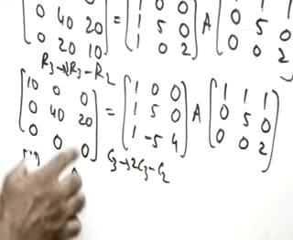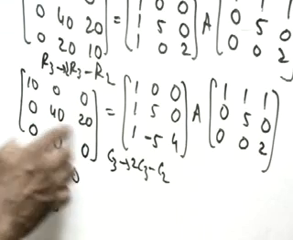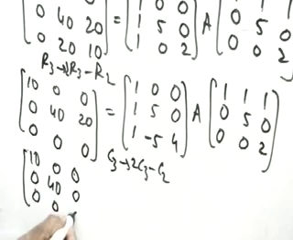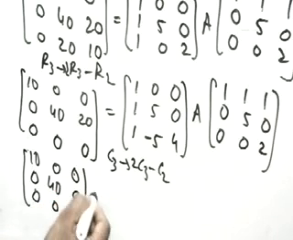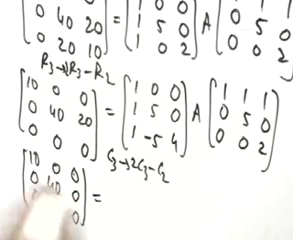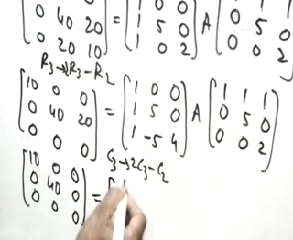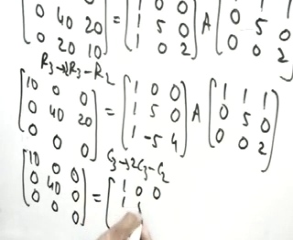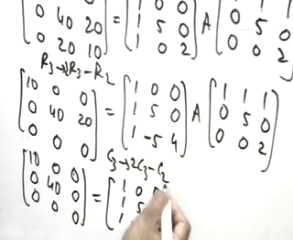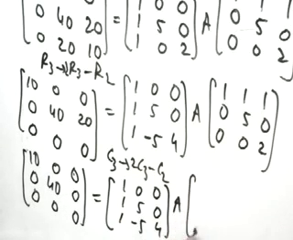Now change this one. 0 minus 0 will remain 0. 20 minus 2 2s are 40, minus 40 is 0. These both are 0, so it remains 0 in the equals. Since we are changing the column, you write this as it is, 1 0 0, 1 5 0, 1 minus 5 4, A into.